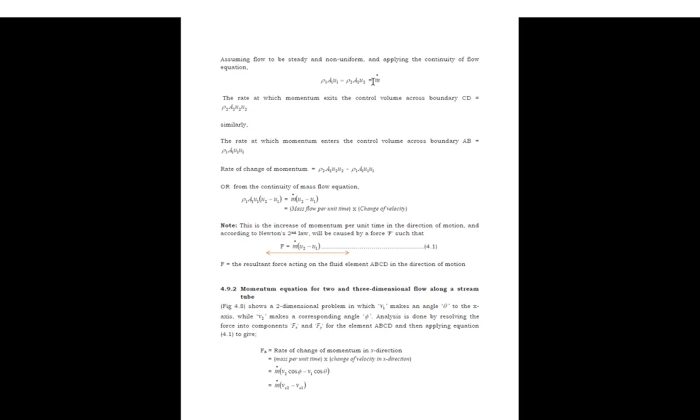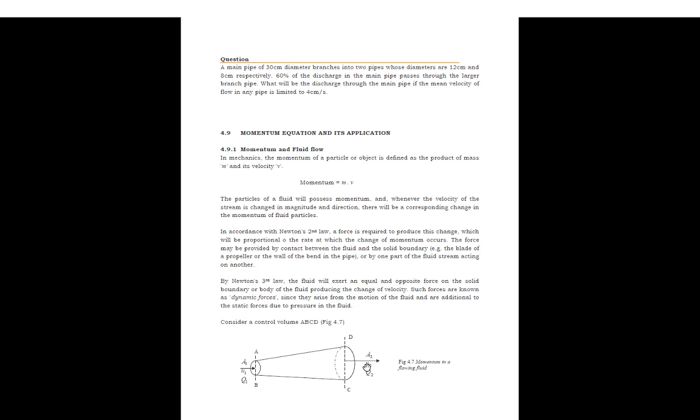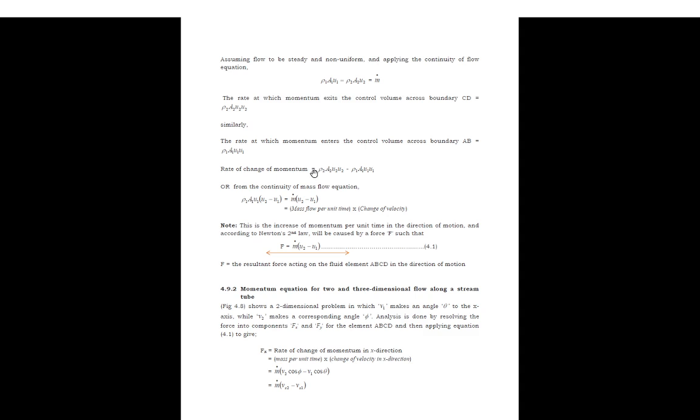Density is kilograms per meter cubed. Area is meters squared, and velocity is meters per second. So we shall have a mass over time. So the rate of change of momentum, if it is from one system to another, from here to here, is going to be given by this.